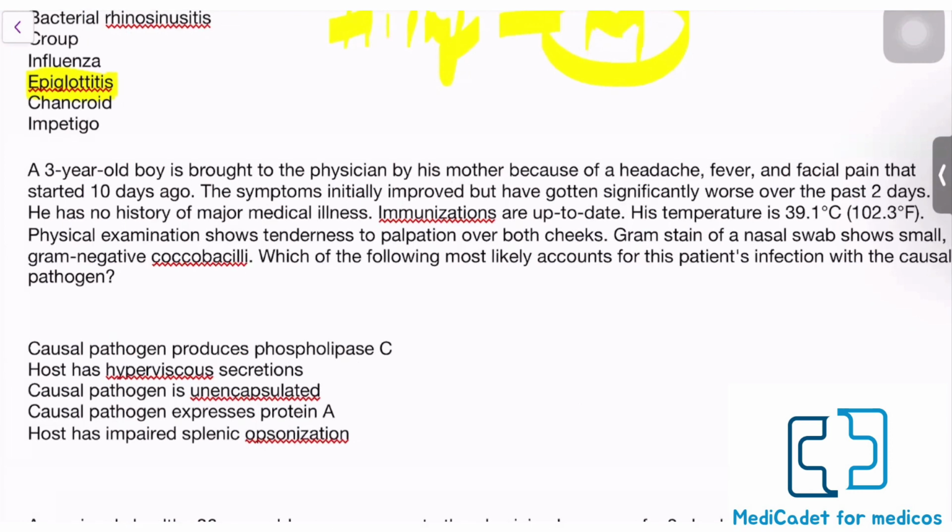What is happening over here? A 3 year old boy is brought to a physician by his mother because he's having headache, fever, and facial pain that started almost 10 days ago. Initially improved but got significantly worse over the past 2 days. He has no illness, immunizations are fine, he has a high temperature. Examination shows tenderness to palpation of both cheeks. Gram stain shows small gram-negative coccobacilli. Which of the following likely accounts for the patient's infection with the causal organism?